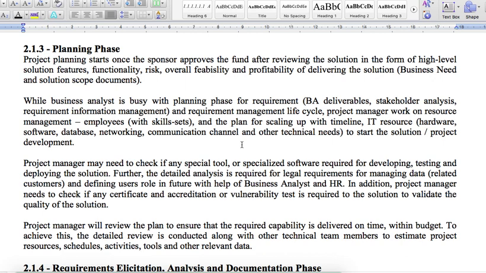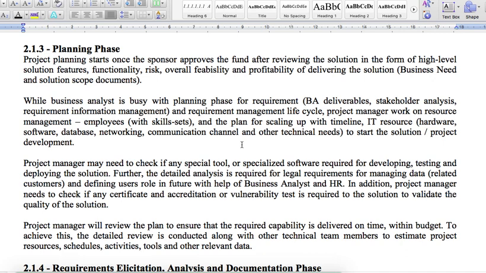Project planning starts once the sponsor approves the funding. Okay, after reviewing the solution in the form of high level solution features, functionality, risk, overall feasibility and profitability of delivering the solution. That means he will also review the business need documents, solution scope documents along with the business case document. And once the funding is done, that's where the planning phase will start. Now here there are 2 types of planning that may be involved.